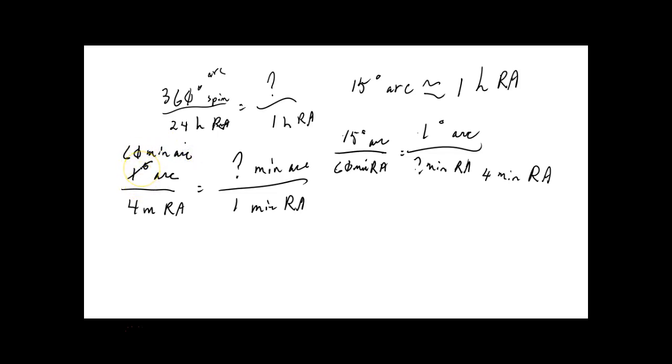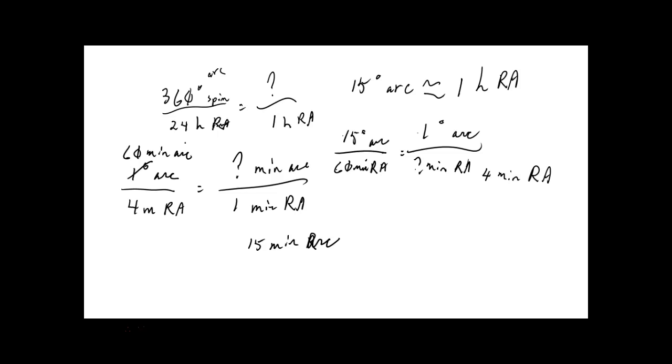So this would be the same as 60 minutes of arc. That's 1 degree of arc, okay? So what would this question mark be? 15 again, because 4 will go into 60 15 times, and 1 will go into 15 15 times. So that would be 15 minutes of arc that is equivalent to 1 minute of right ascension. Now that's what gets a little bizarre. You're talking about minutes, but that's minutes of arc as opposed to minutes of right ascension.